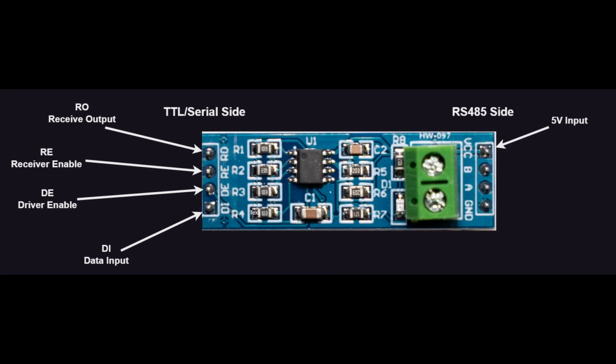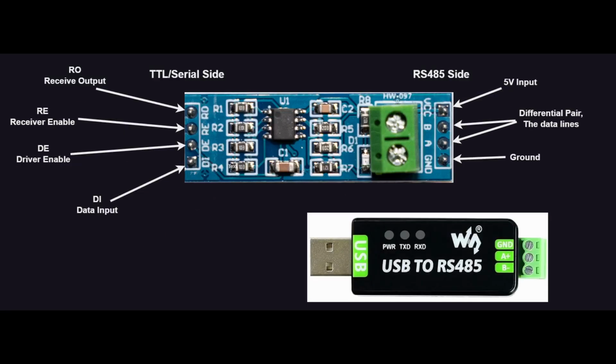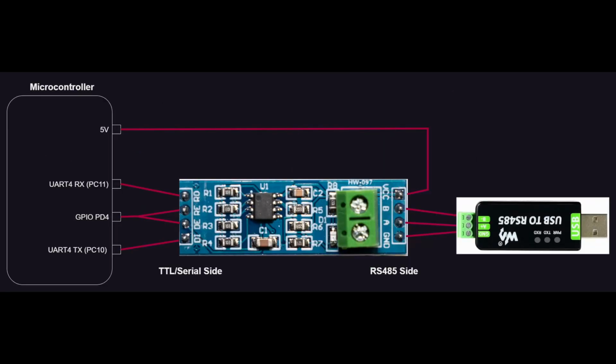On the right hand side, the RS485 side, we have VCC, which will hook up to the 5-volt pin on our controller. A and B are the data lines. They're a differential pair. The A is going to hook up to the A on our USB to RS485 converter, as well as B to B. And ground will just connect to the ground on the USB device as well. Here's a wiring diagram. You can pause if you need to.